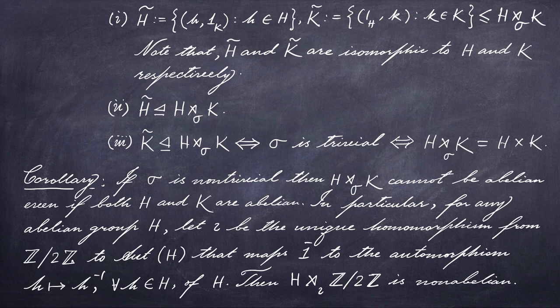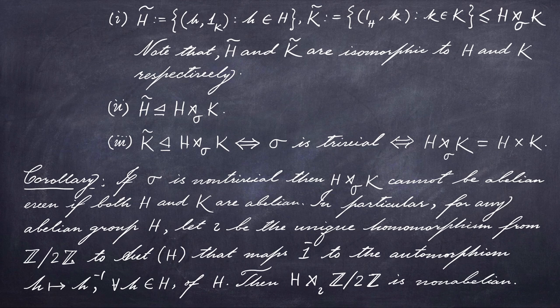As an immediate corollary, we observe the following: if sigma is non-trivial, then the semi-direct product of H and K with respect to sigma cannot be abelian, even if both H and K are abelian, because in an abelian group any subgroup has to be normal. So if sigma is non-trivial, then certainly this copy of K cannot be normal. That shows that the semi-direct product cannot be abelian. Thus we see that using semi-direct products we can construct a non-abelian group from two given abelian groups.